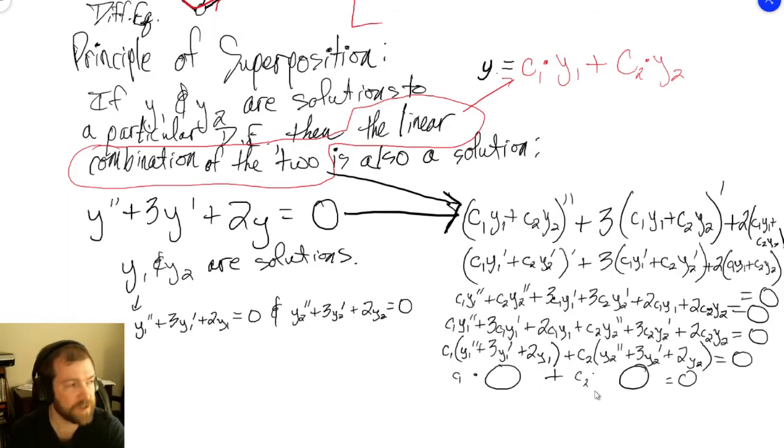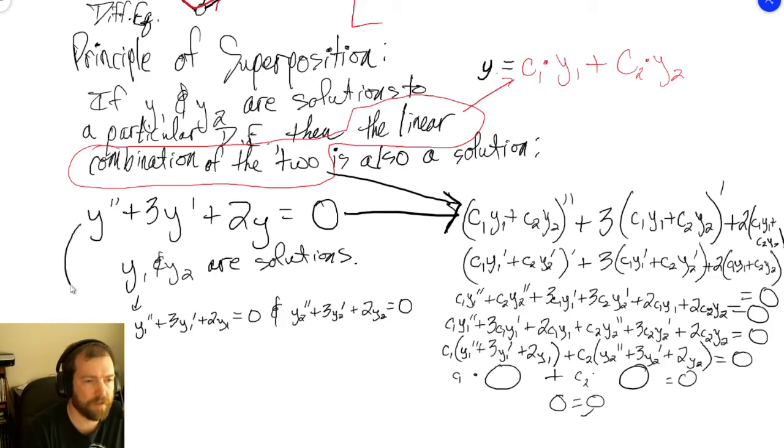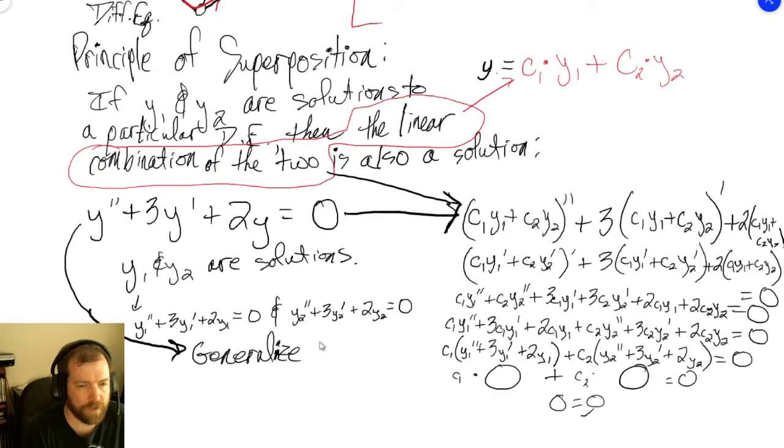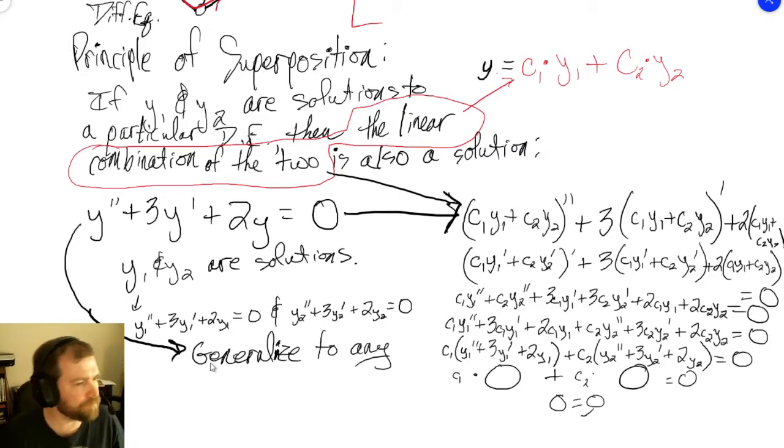I think I could probably convince you that this does actually work. So yeah, we get 0 equals 0. And we can therefore prove that the principle of superposition works, at least for this particular equation. I could actually do this more generally and say that we can generalize this to any ordinary homogeneous equation.